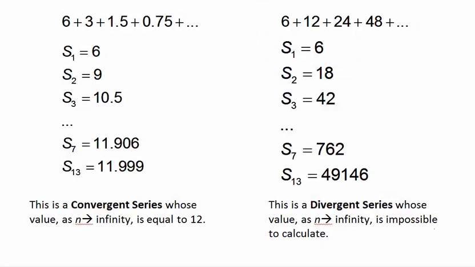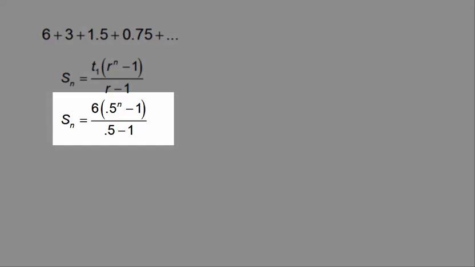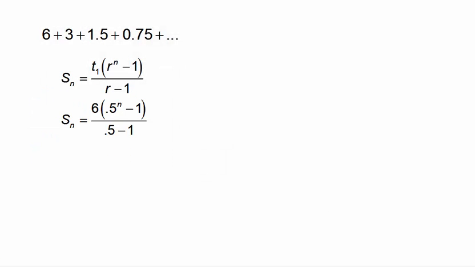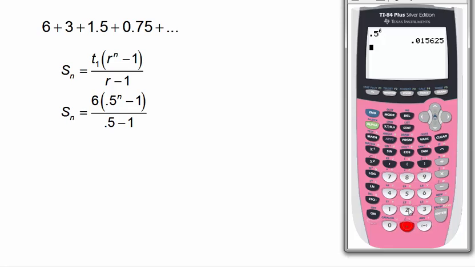Let's consider the formula once more for the series on the left. The real question here is what happens in this formula as n gets increasingly large, as n goes towards infinity. Well, let's just consider 0.5 to the power of n, and let's go back to the calculator and see what happens as we increase the value of n. We could start off by saying 0.5 to the power of 6. And then let's consider something like maybe 0.5 to the power of 12.